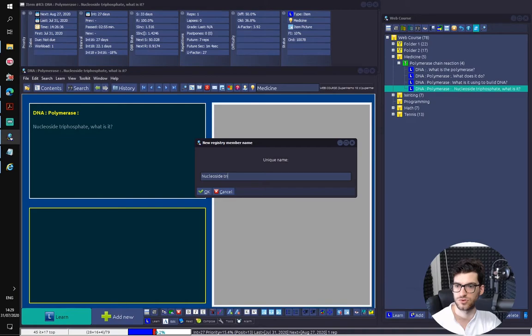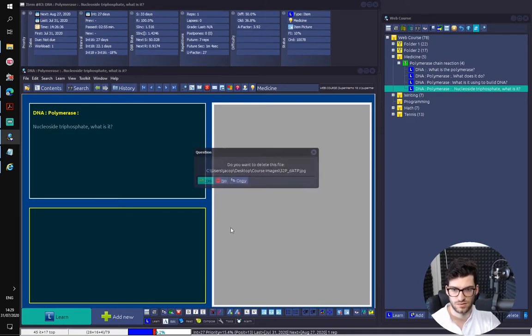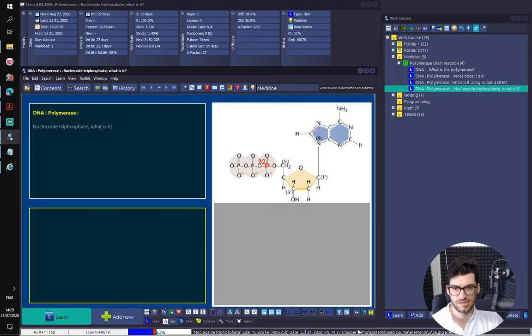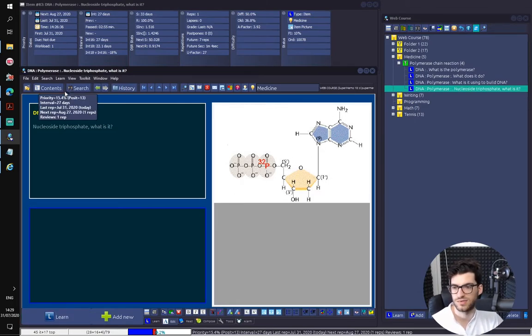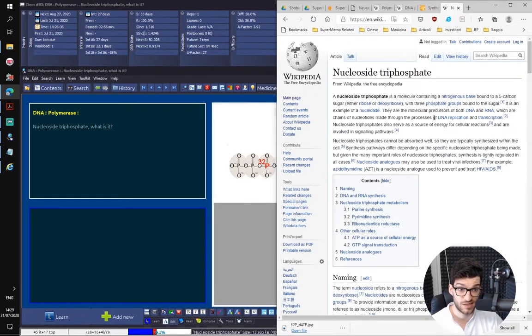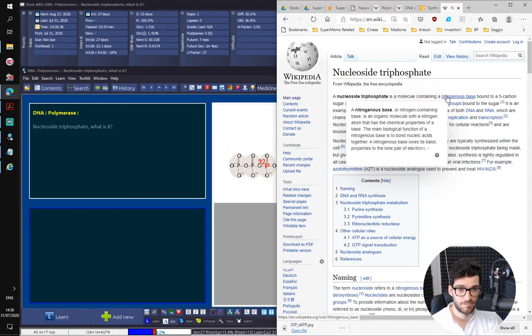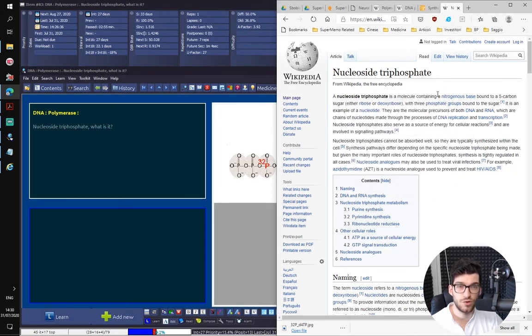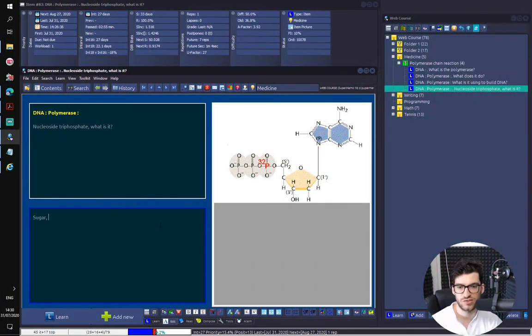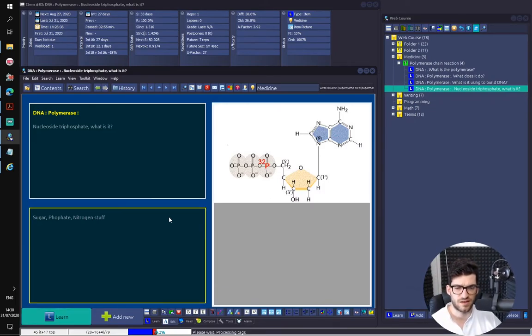Nucleoside triphosphate. Okay, let's leave it proportional. And as you can see, it's just... How can we call this without digging us a grave? That's a good question. Do you know what nitrogen is? So you say sugar, phosphate, nitrogen stuff. And you would think, oh man, that's not right. And it actually is. It's just a very plain answer.